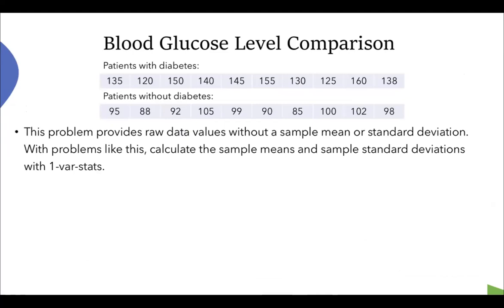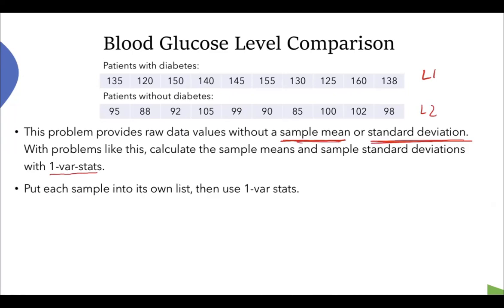So we don't have a provided sample mean or a sample standard deviation. In order to do this problem, we have to calculate the sample means and the two sample standard deviations with one var stats. So we are going to go to the calculator. We're going to put each one into its own list. I'll use L1 and L2. And we're going to run one var stats on each list to find the mean and standard deviation.